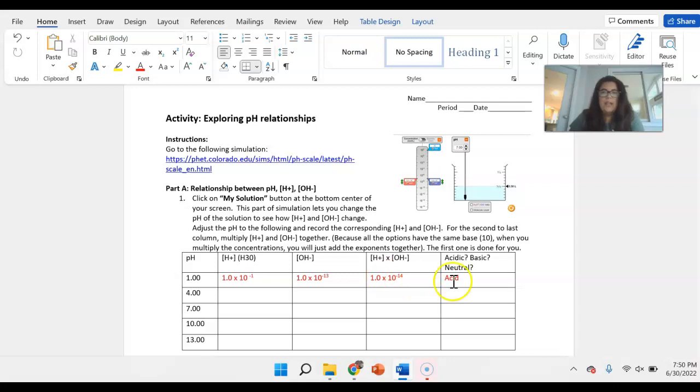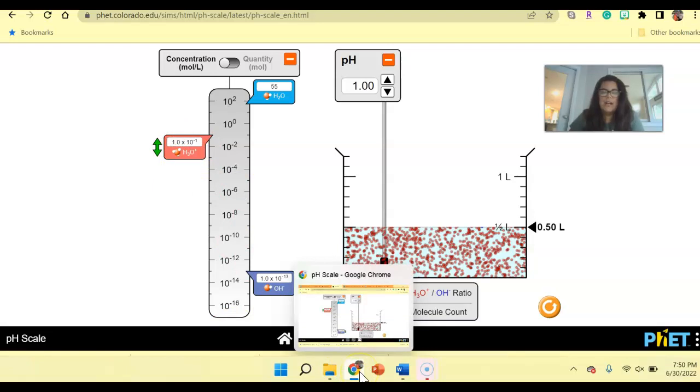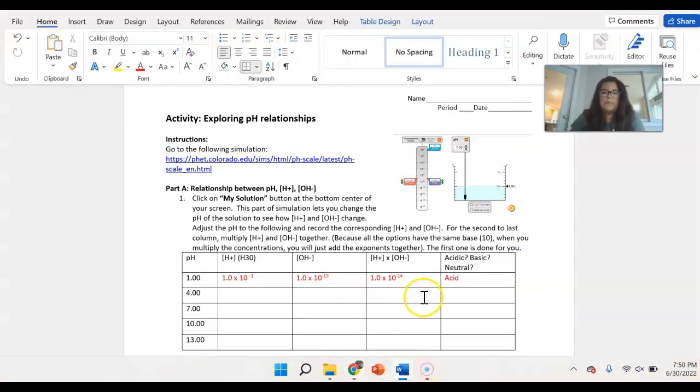That's your answer. And then it's asking you, is it an acid, a base, or neutral? Well, you should know again by looking at this picture, because there are so many more H plus ions, that it would be an acid. So that's what you're going to fill in here. What you should ultimately see is that all of these are going to end up with an exponent of negative 14. And this is important because if you think about what the pH scale is, the pH scale is 1 through 14, right? So these should add up to a total of 14.